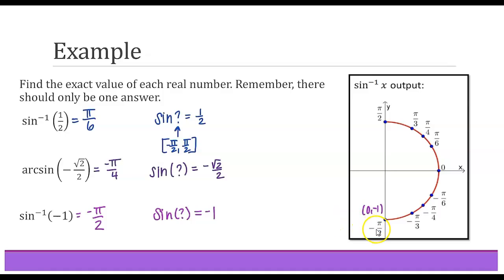Now, I could use negative 90 degrees if the problem didn't say we need real number answers. So just like that last example, this part here means that I do want my answer to be in radians. And again, there should only be one answer because these are functions. So we have an input and just one output.